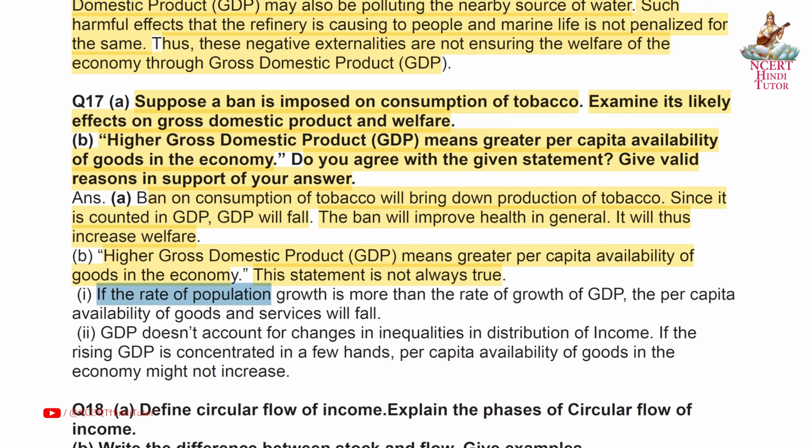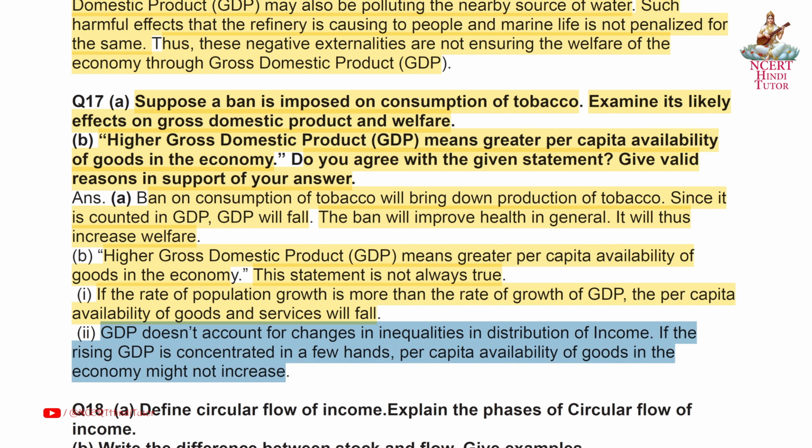First, if the rate of population growth is more than the rate of growth of GDP, the per capita availability of goods and services will fall. Second, GDP doesn't account for changes in inequalities in distribution of income. If the rising GDP is concentrated in a few hands, per capita availability of goods in the economy might not increase.